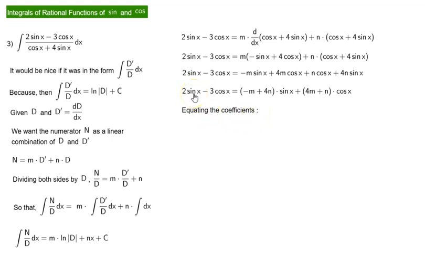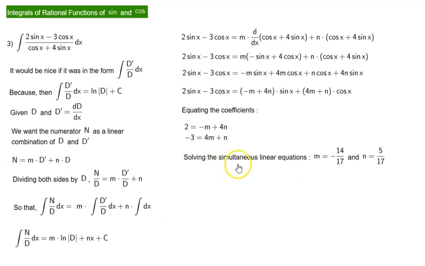So sin x, if we take, then 2 is equal to minus m plus 4n. And minus 3 is equal to 4m plus n. So what we have is a simultaneous linear equation. Solving the simultaneous linear equations gives us m is equal to minus 14 by 17 and n equal to 5 by 17. We can work out this. It's pretty straightforward.